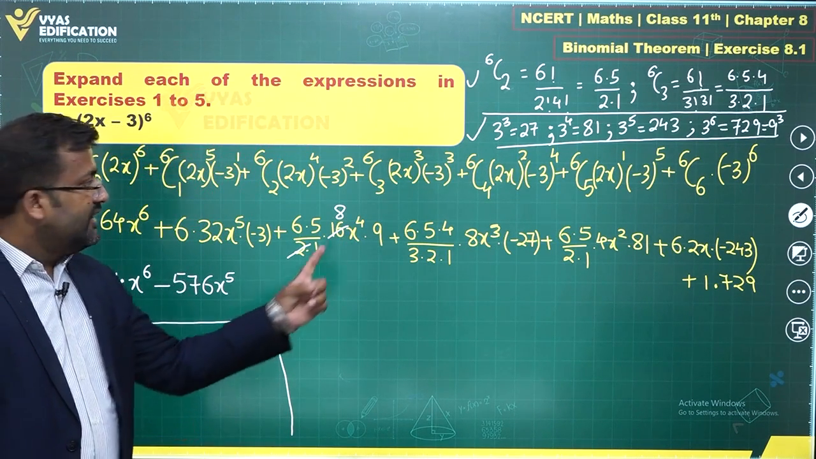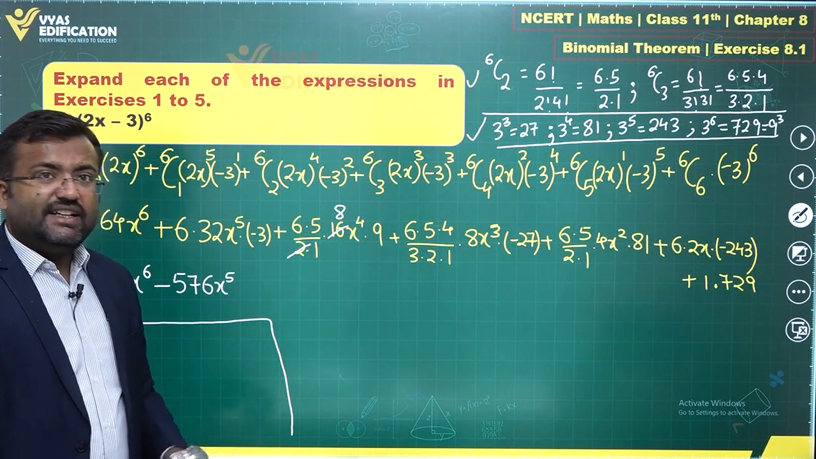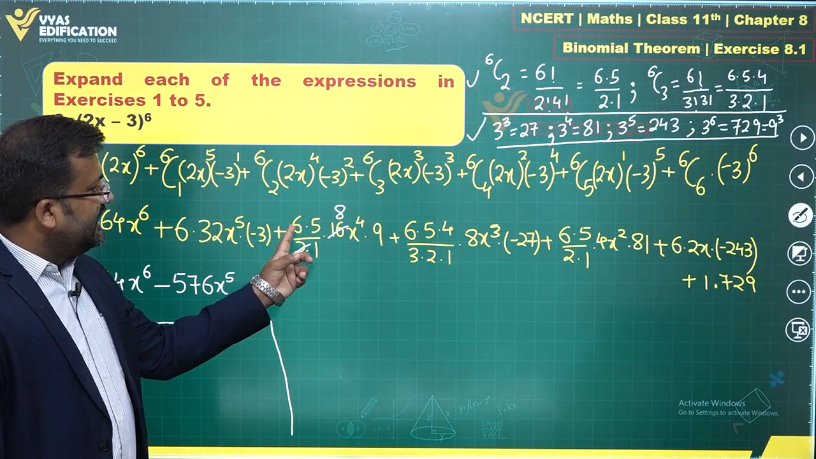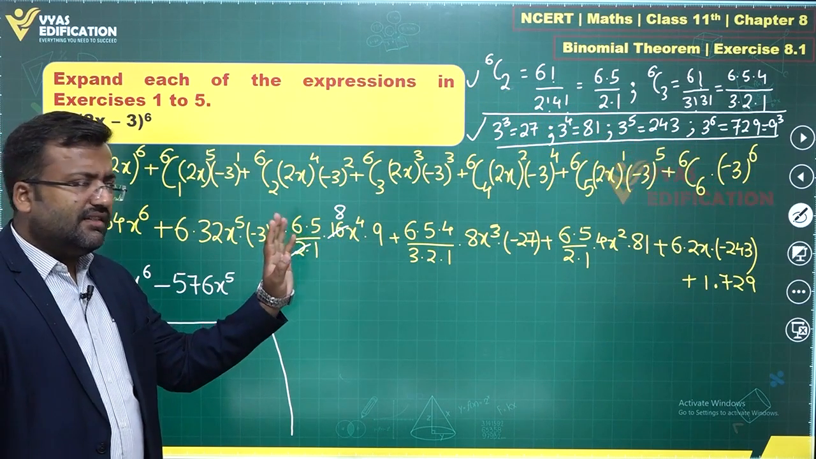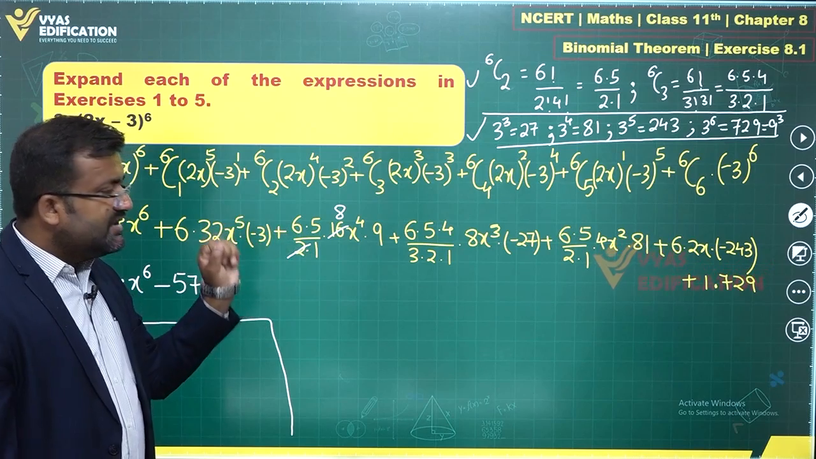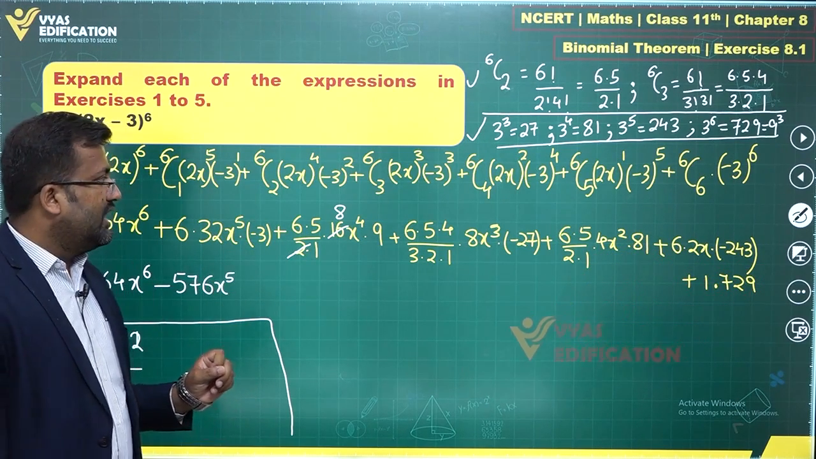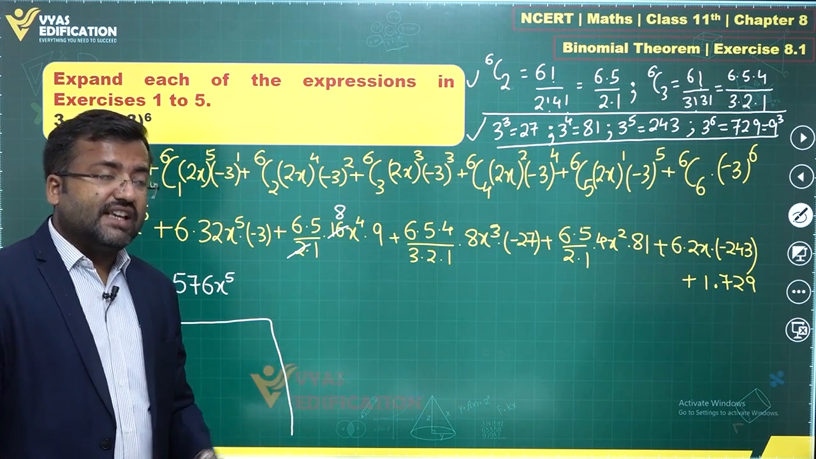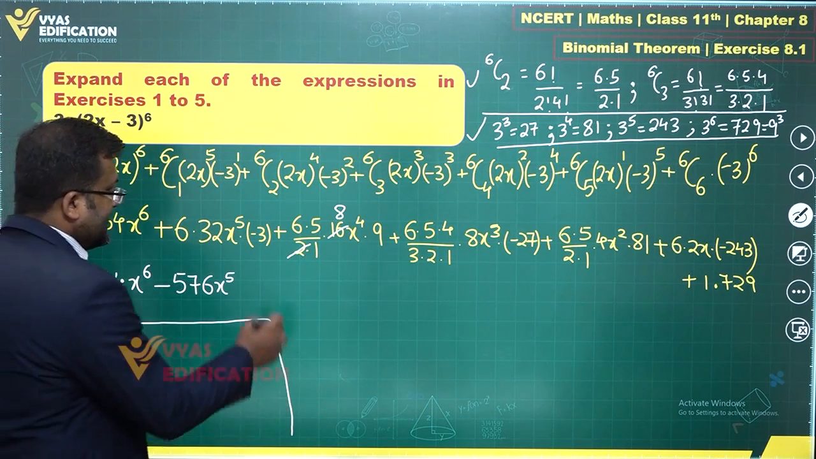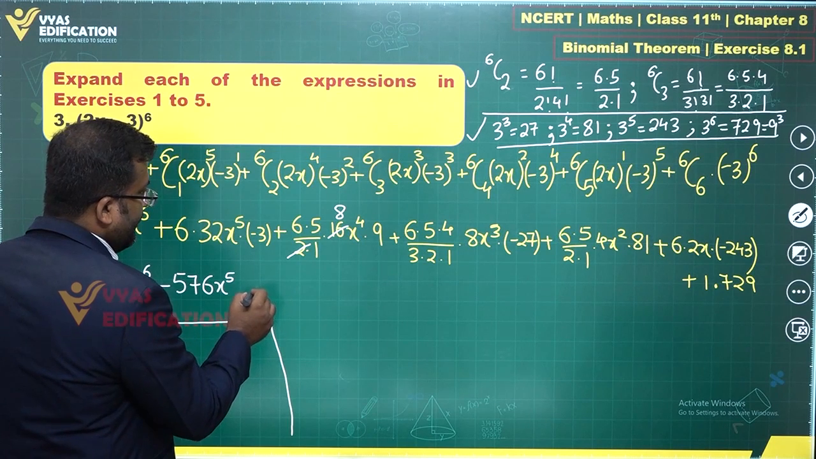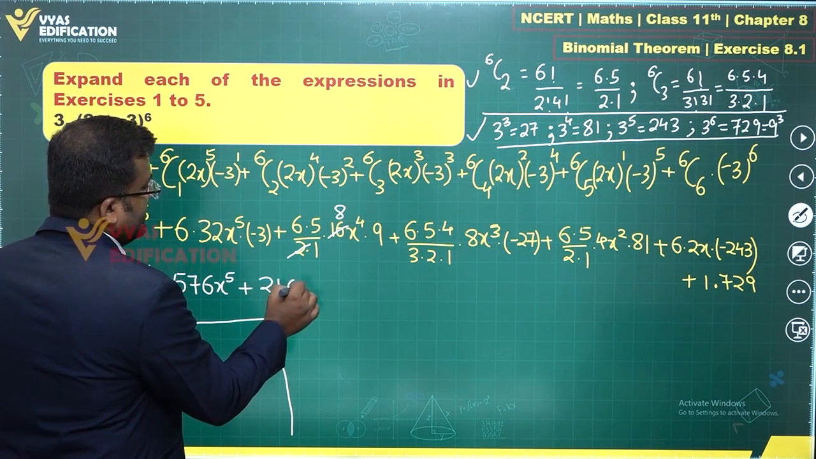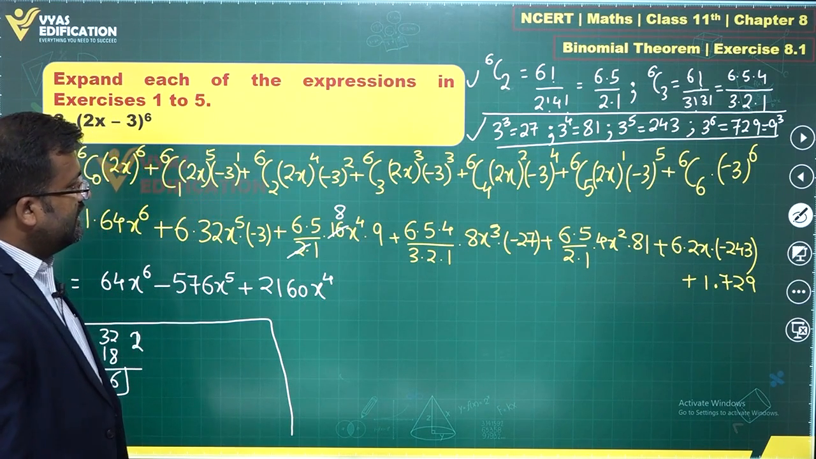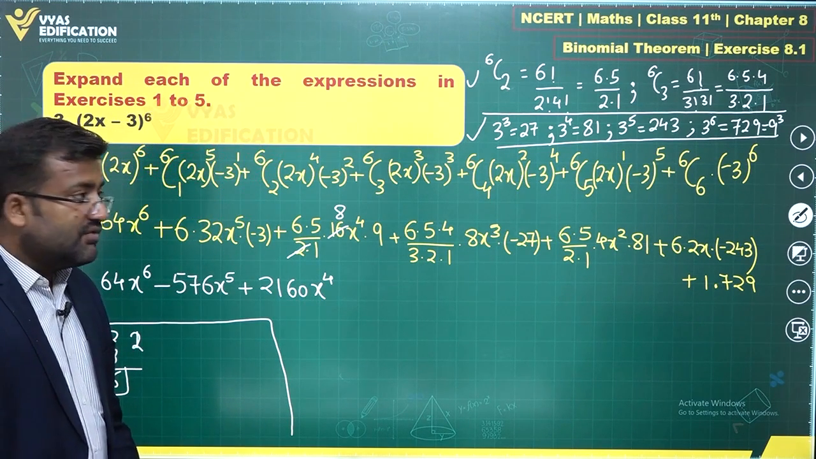And we have 9 times 8. 9 times 8 is 72. And this is 3 times 2 times 5. 2 times 5 is 10. Let's not worry about that. 72 times 3 is what we are interested in. 72 times 3, that is 216, right? 216. So this is 2160 x power 4. That is what you get over here.